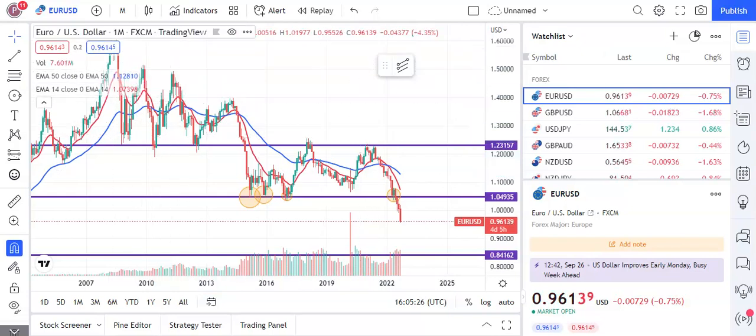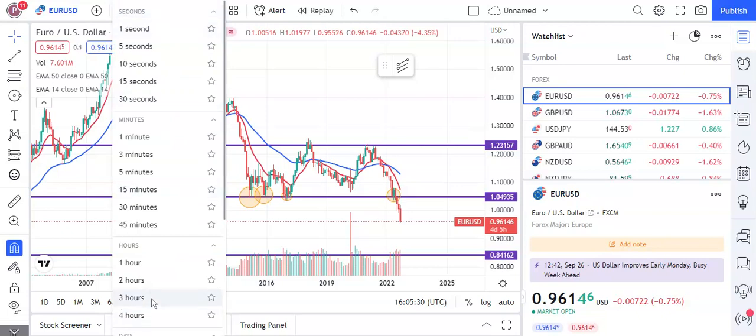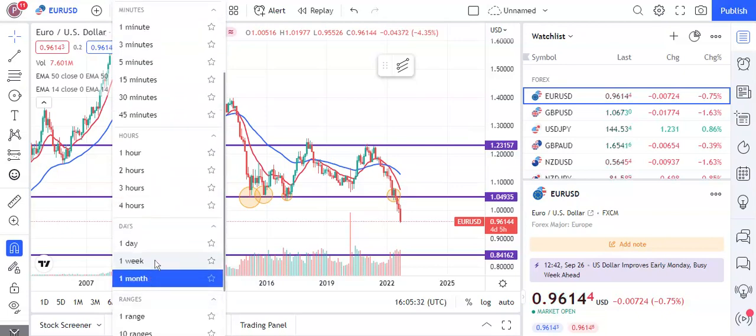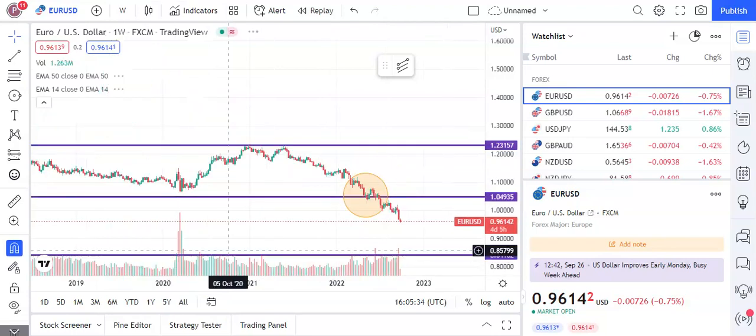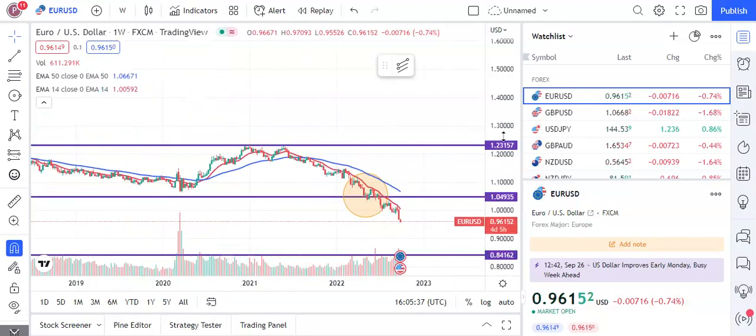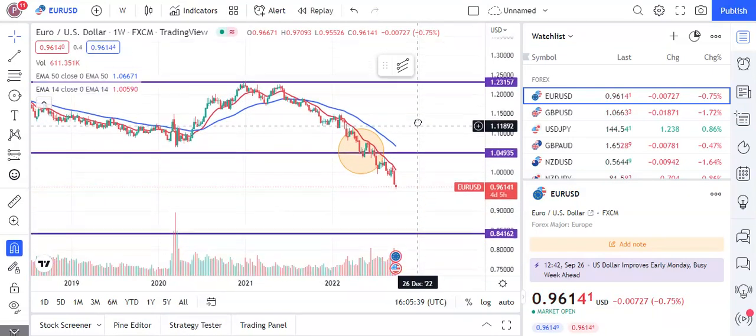I'll have to switch over to the weekly time frame. Remember, what I'm looking for is just to identify the area of trend. Am I having the same downtrend here on the weekly time frame? The answer is yes.